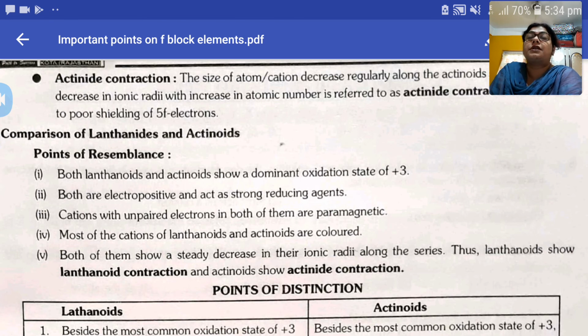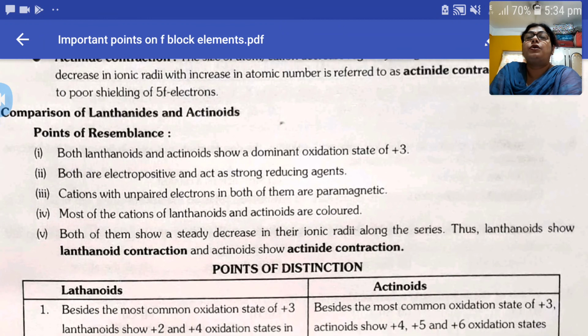So let us first see what are the points of resemblance. Both lanthanoids and actinoids show a dominant oxidation state of +3. Yes, when we went through the properties, we saw that the common oxidation state for lanthanoids and actinoids is +3. Then we saw that both are electropositive and act as strong reducing agents.